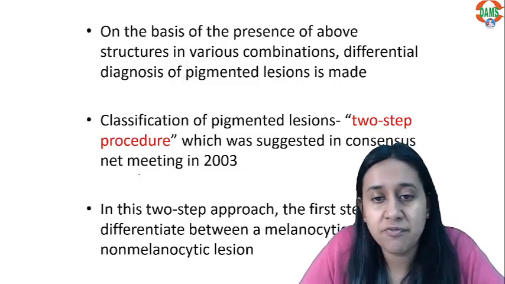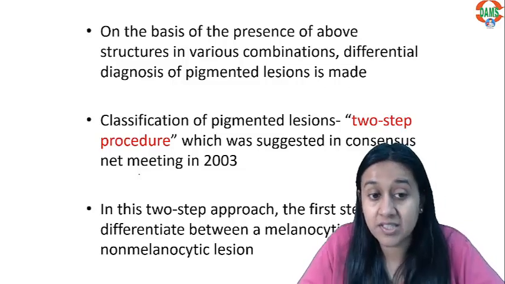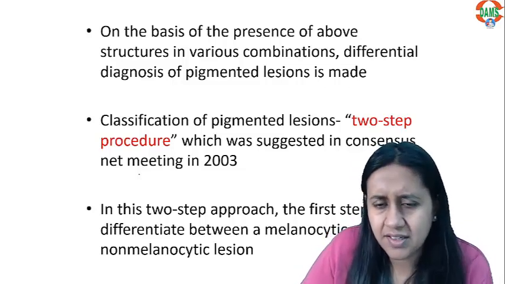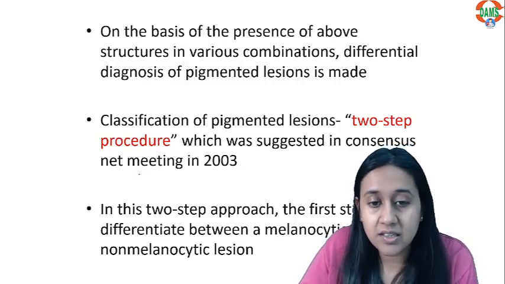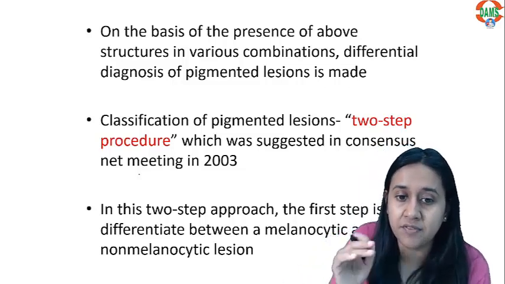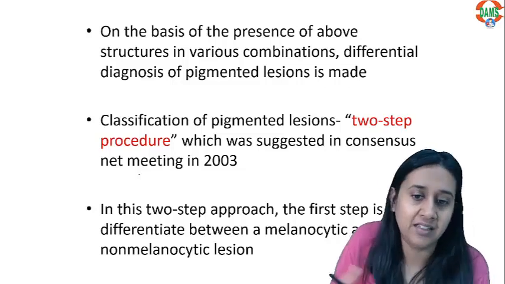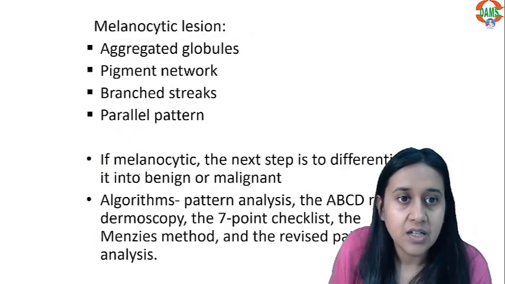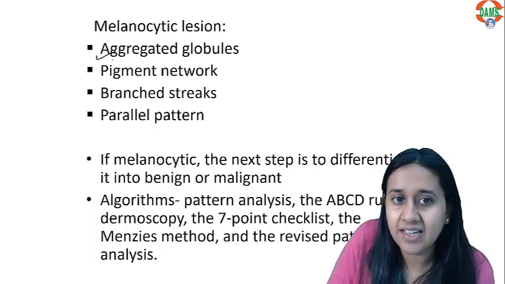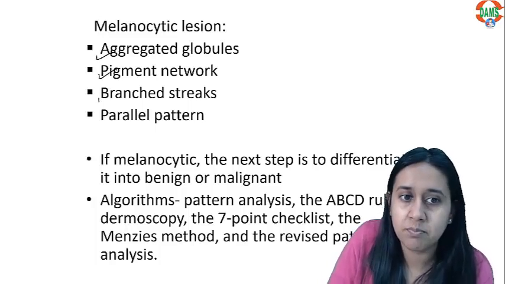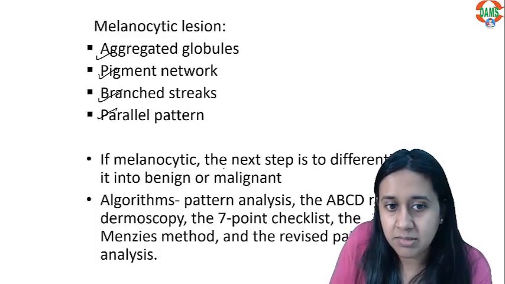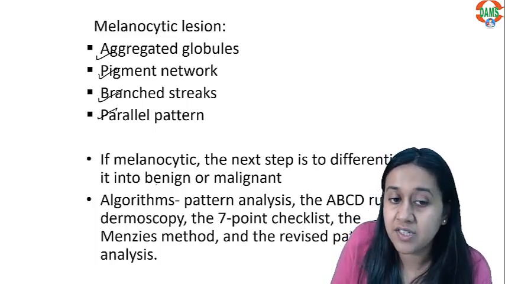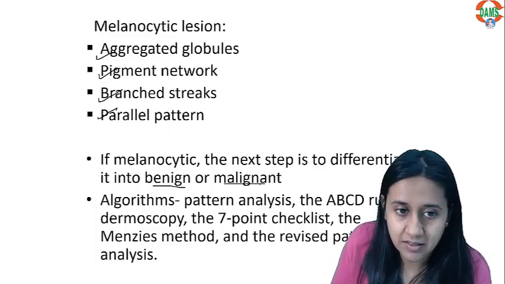For the classification of pigmented lesions, we use a two-step procedure, which was suggested in the 2003 consensus meeting. In the two-step approach, the first step is to differentiate between melanocytic and non-melanocytic lesions. Melanocytic lesions have aggregated globules, pigment network, branched streaks, parallel patterns. If it is melanocytic, the next thing is we differentiate whether it is benign or malignant.